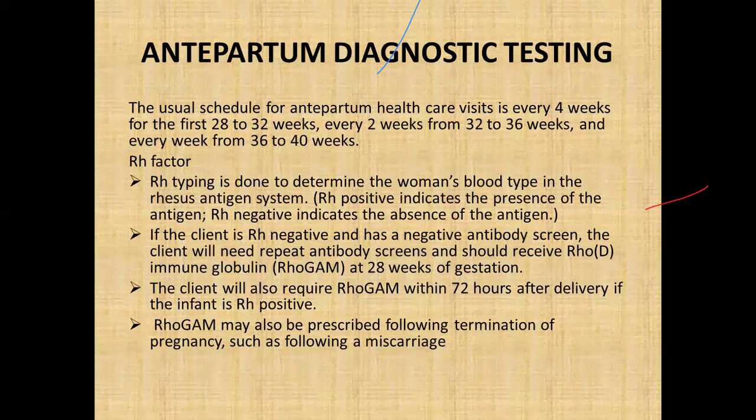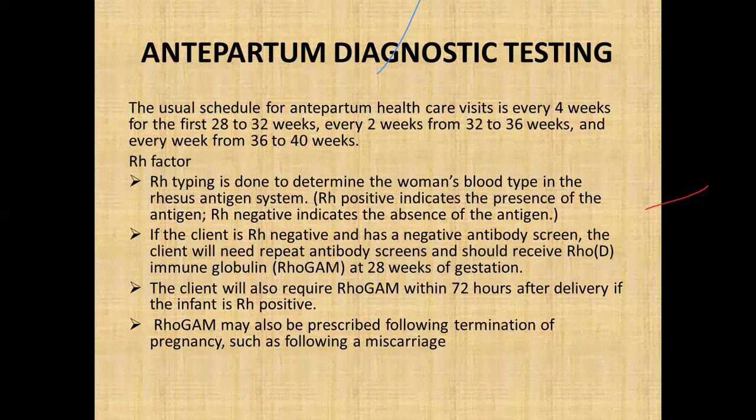Then, let's say there was a miscarriage or abortion, and the mother's status is negative. We don't know the status of the fetus that was coming, and so as a form of prophylaxis, we also give Rogam if miscarriage or abortion happens and the mother's blood status was negative.